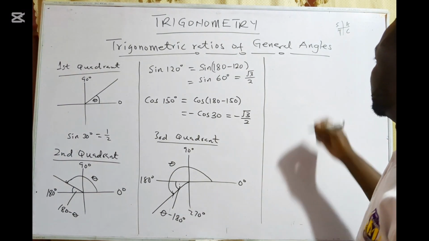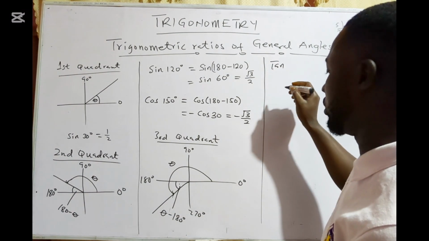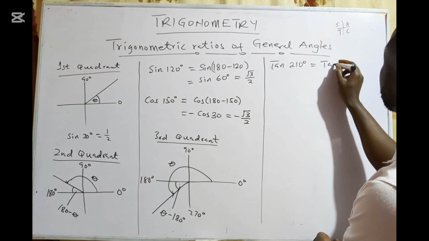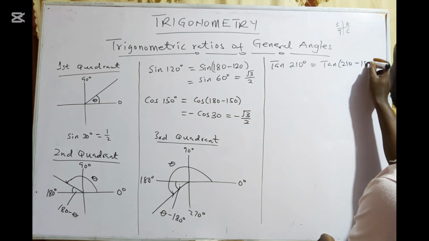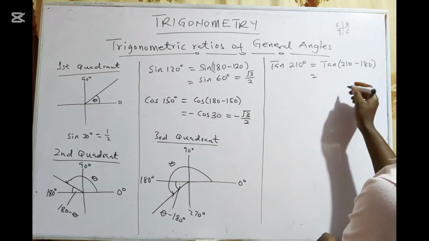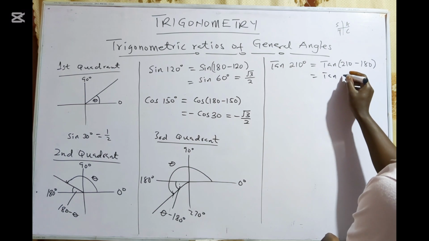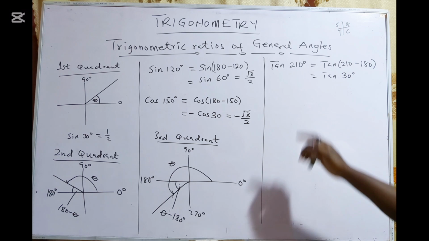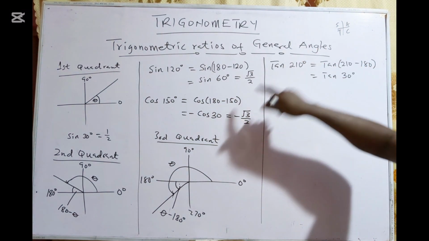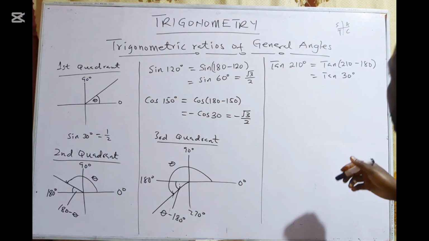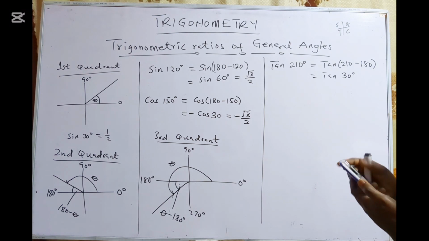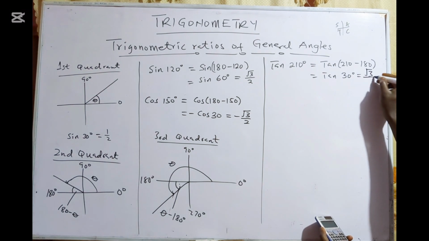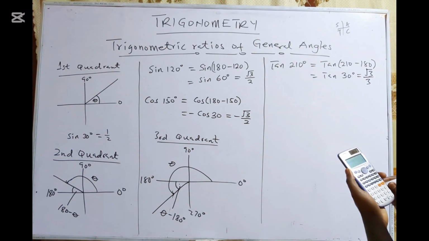Example, let's look at tan 210 degrees. Tan 210 will be tan of 210 minus 180. What is 210 minus 180? That will give us 30 degrees. And you see, tan is positive in the third quadrant, so there is no need to attach any negative to it. So what will be tan 30? Tan 30 is root 3 over 3.